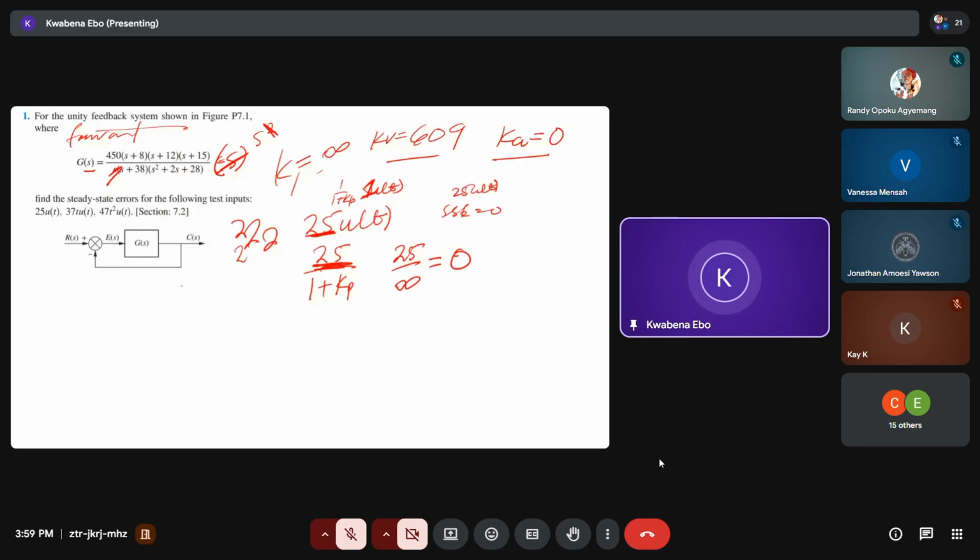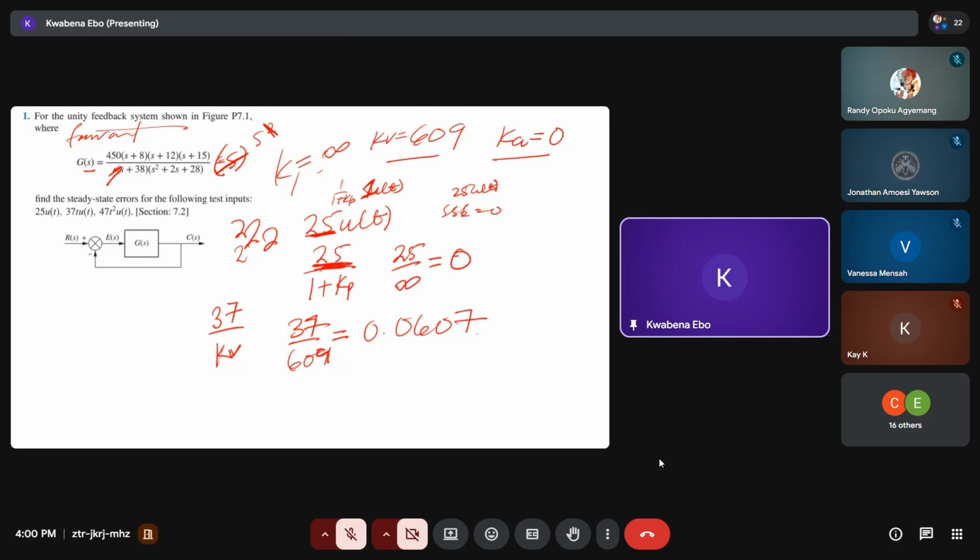Then the next one is 37 t u of t. So that would be 37 over Kv. So 37 over 609, which will give us a certain number, around 0.0607. Then the other one would be 47 over Ka. That would be 47 over 0, which gives us infinity.